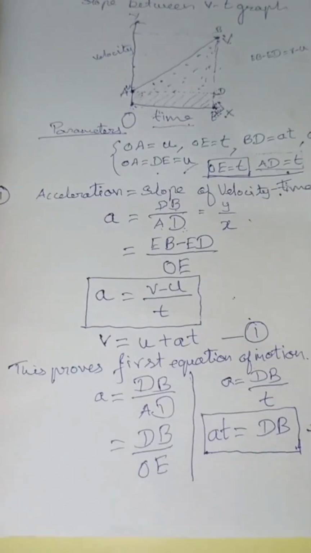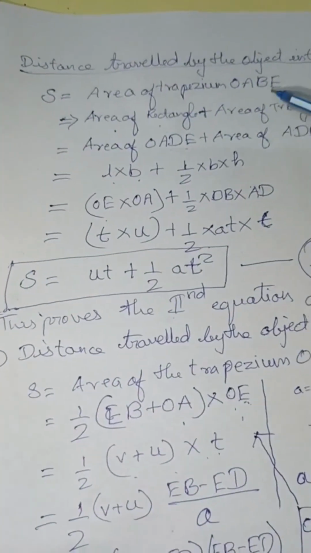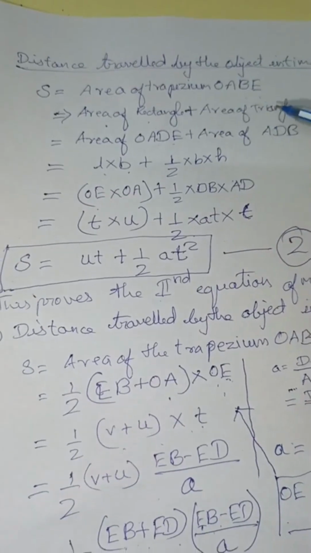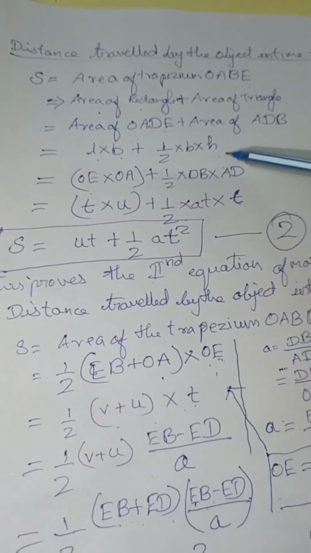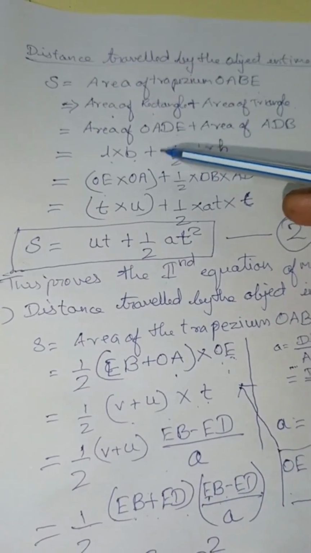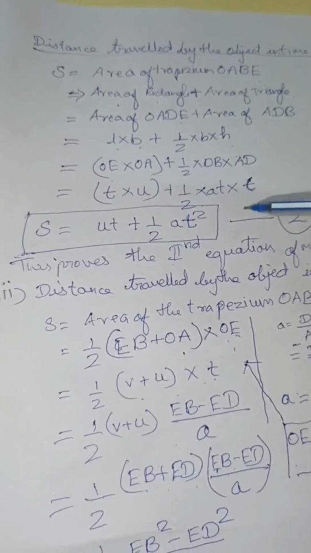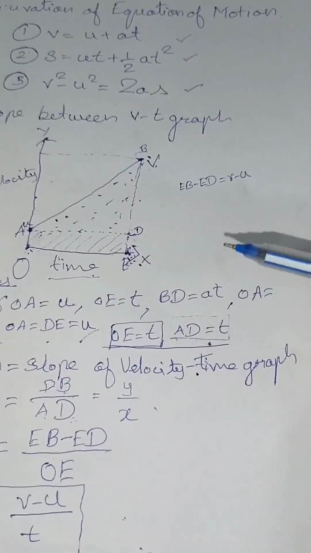After this, we have to prove one more part to define DB is equal to AT. That will help in the second equation. In the second equation, I have to take the trapezium, then divide the trapezium into an area of rectangle and a triangle, then substitute the values. Formula: area of rectangle, L into B; area of triangle, half BH. Substitute the parameters, and get the second equation of motion through the graph.